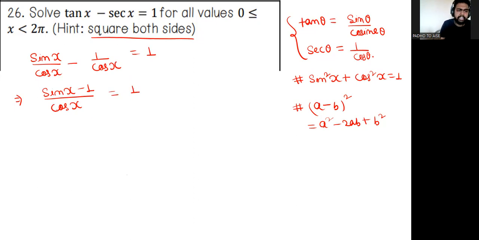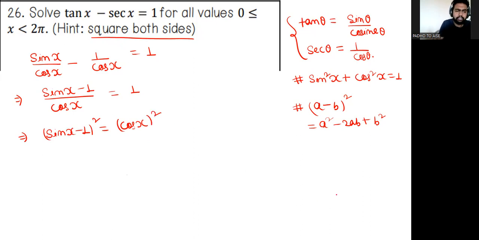Now, since this is in division in an equation, it will go to the other side and become multiplication. So here I'm going to send this cos x to the other side. So I could write sine x minus 1 is equal to cos x. Till now, I hope everybody understood. After that, there was a hint that we need to square both sides. So I'm going to square this side and square this side.